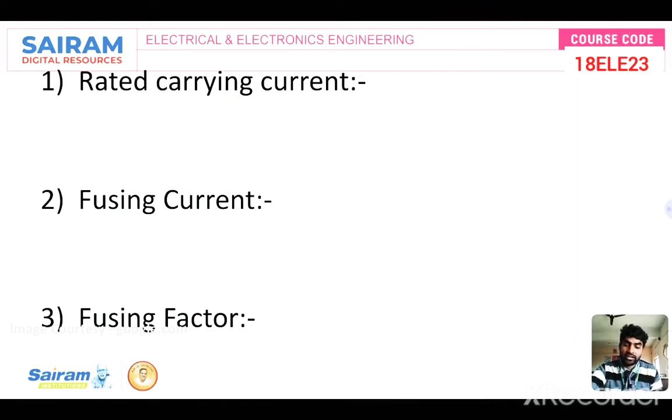But if it is fusing current, like if the fuse wire burns out under an abnormal condition, it will automatically give a disconnection, right? So that is fusing current.